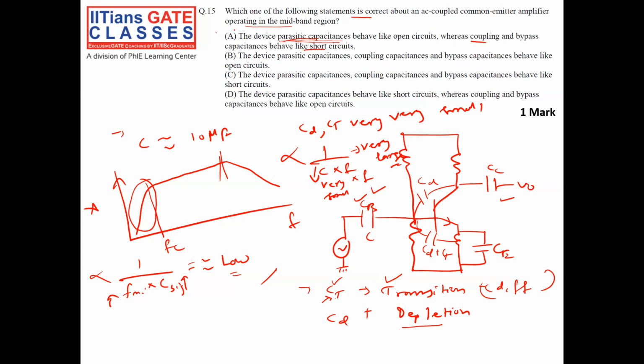So I think option A is correct. Why? Because the parasitic capacitance value is very small, so it behaves like an open circuit. Since the value of coupling and bypass capacitors is very large, they behave like a short circuit in the midband. Okay, let us go to the next question.